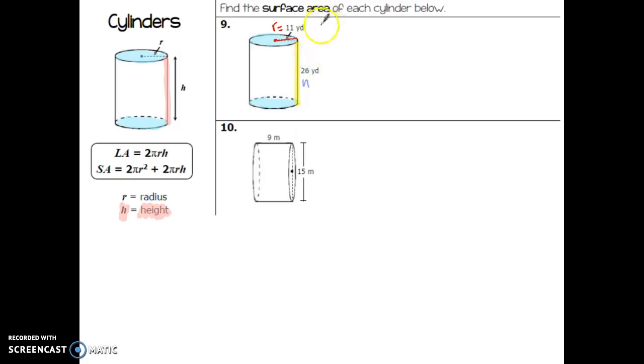I'm going to start off first by copying down my formula. So I know my surface area is 2 pi r squared plus 2 pi rh. Then, real simple, I'm going to be working with these two separately. I'm going to do this first, and then I will do this second. So if I replace what I know, that is 2 pi, and then my radius is 11, and I will be squaring that. And then I'm going to replace my other side, so 2 pi stays. My radius is 11. My height, in this case, is 26.